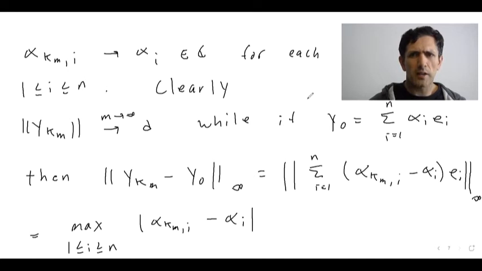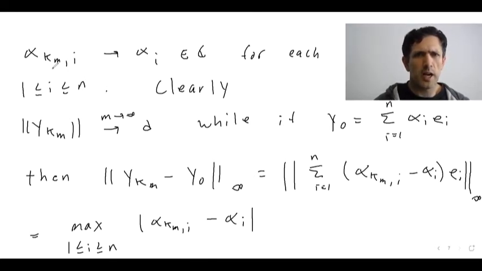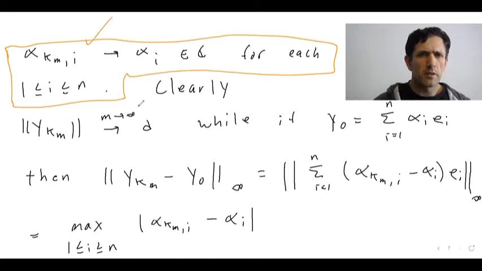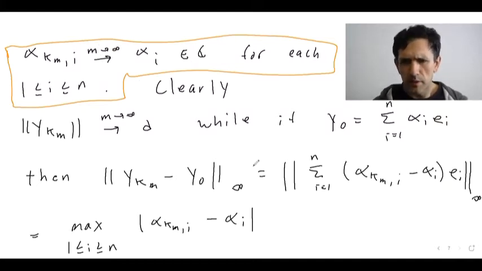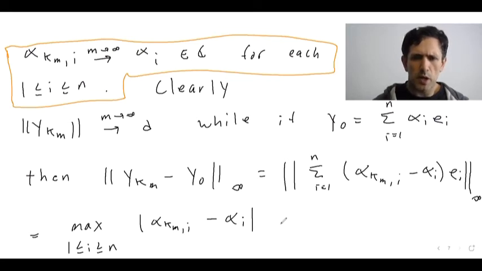Well, so we have this as true for each i. That's what we are assuming. Right, if this is true for each i, then obviously this max here, and I don't think there's any confusion, this is as m goes to infinity, is going to converge as m goes to infinity to 0.